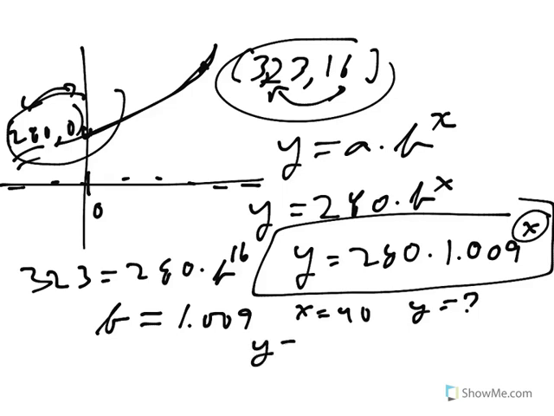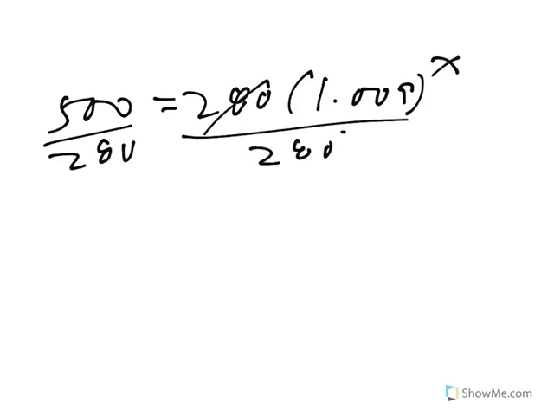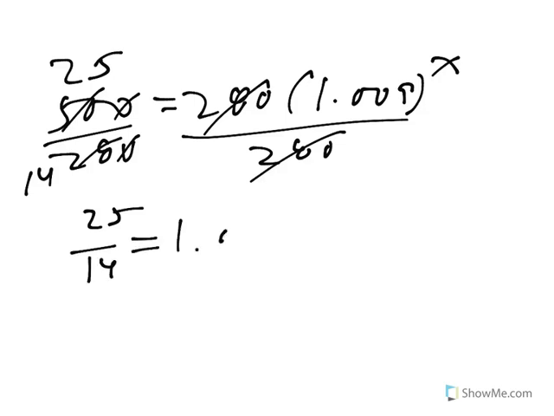But the harder question is if they tell us what y is and they want to know when the population will reach that. Well, now we have the ability to answer that question. I can say 500 equals 280 times 1.009 to the x power. Divide both sides by 280 and cancel a little. I could even divide both sides by 2. So I have 25 over 14 equals 1.009 to the x power.